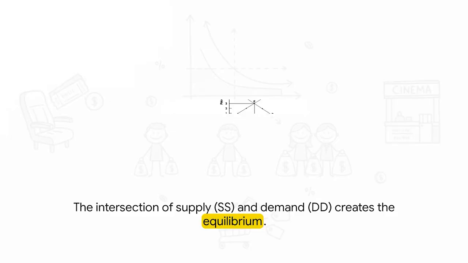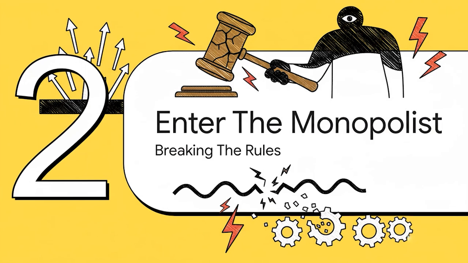And boom, this graph shows us exactly where that sweet spot is. That point in the middle where the two lines cross, that's called the equilibrium. It's this magical point where the number of things for sale perfectly matches the number of people who want to buy them. And that's what creates one single fair price for everyone. But that's the ideal world.